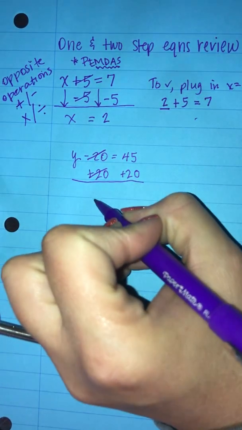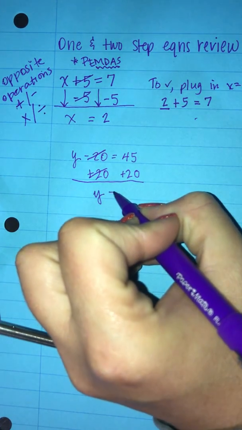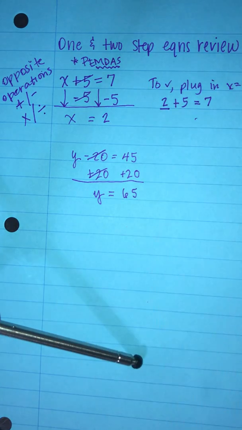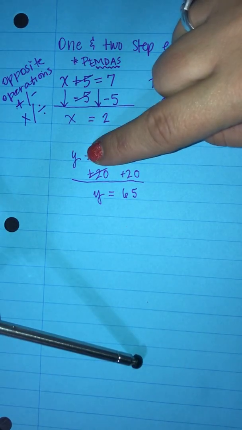So what's left on the left side of my equation is a y, and we have our equal sign. 45 plus 20, of course, that would be 65. And again, if we wanted to check that, we would just plug in the value of 65 where our y is up here in our original equation.